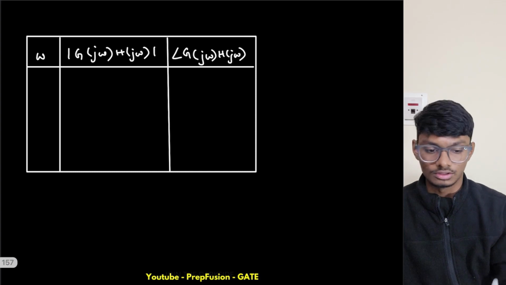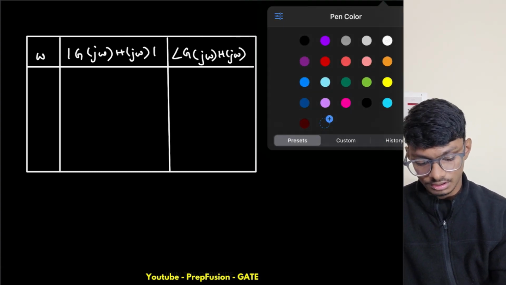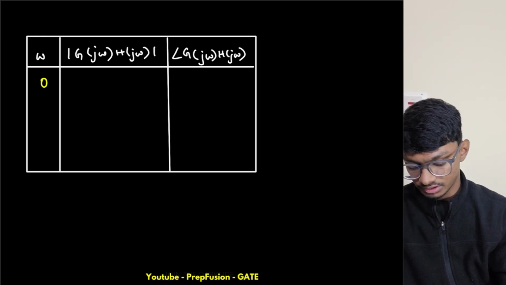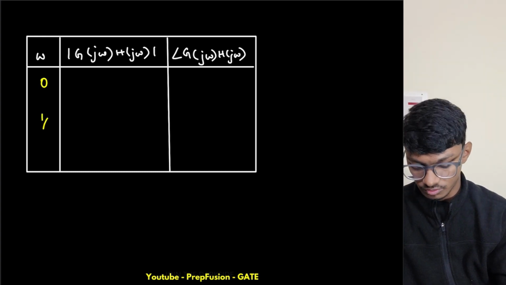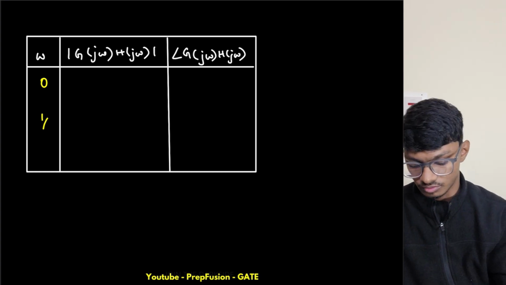So let's again use the table. Always use the table. For what critical values will I plot? One is 0, another is 1 by tau. What I will do is make tau 1 for easier calculation; I will make tau 1 equals tau 2.